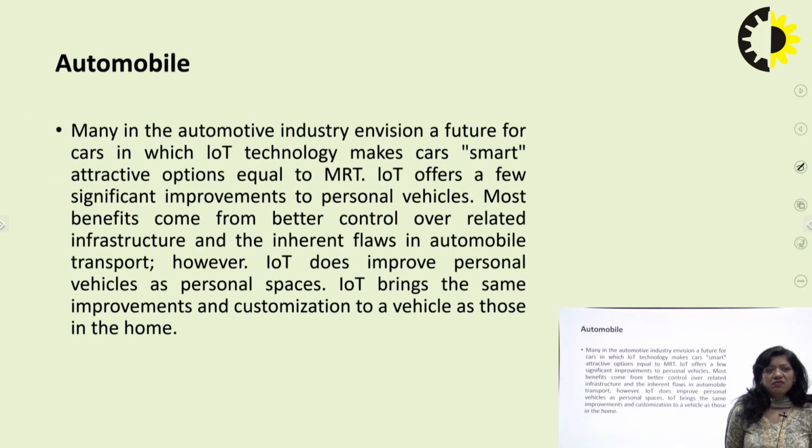automotive industry envision a future for cars in which IoT technologies make cars smart, attractive options equal to MRT. So IoT offers a few significant improvements to personal vehicles. Most benefits come from the better control over related infrastructure and the inherent flow in automobile transport. However, IoT does improve personal vehicles as personal space. So IoT brings the same improvement and customization to a vehicle as those in the home.